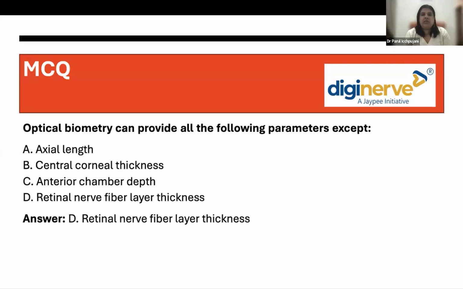Optical biometry can provide all the following parameters except axial length, yes, of course, central corneal thickness, yes, anterior chamber depth, yes, retinal nerve fiber layer thickness, no, because that we get to know by OCT. You have to remember the difference between OCB and OCT.